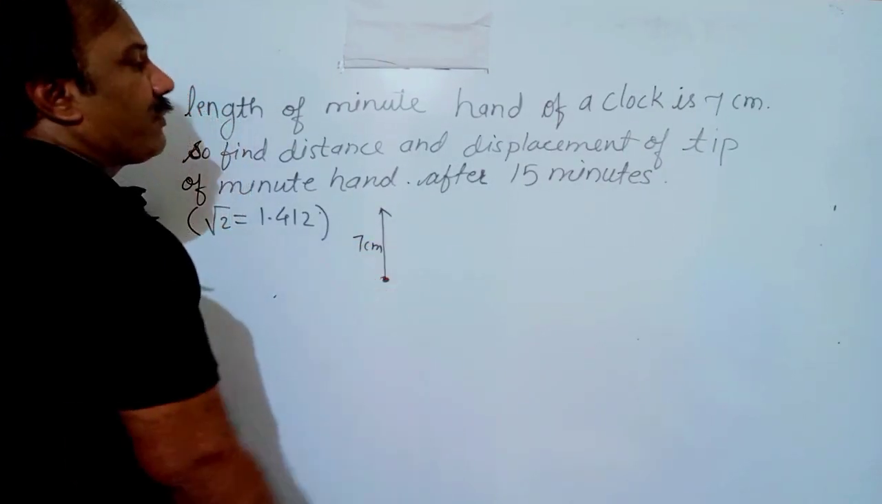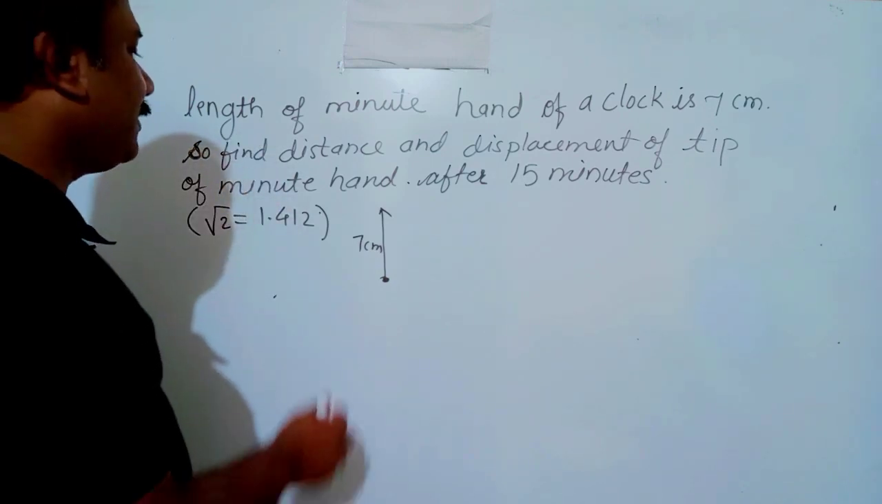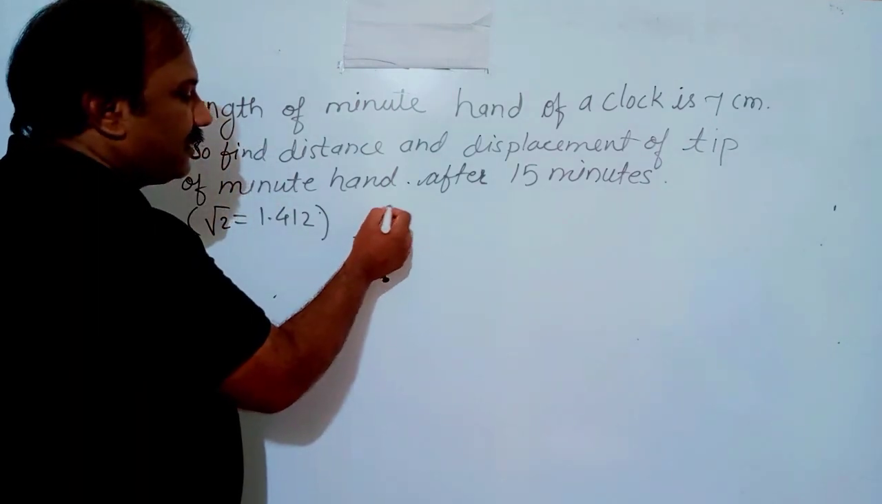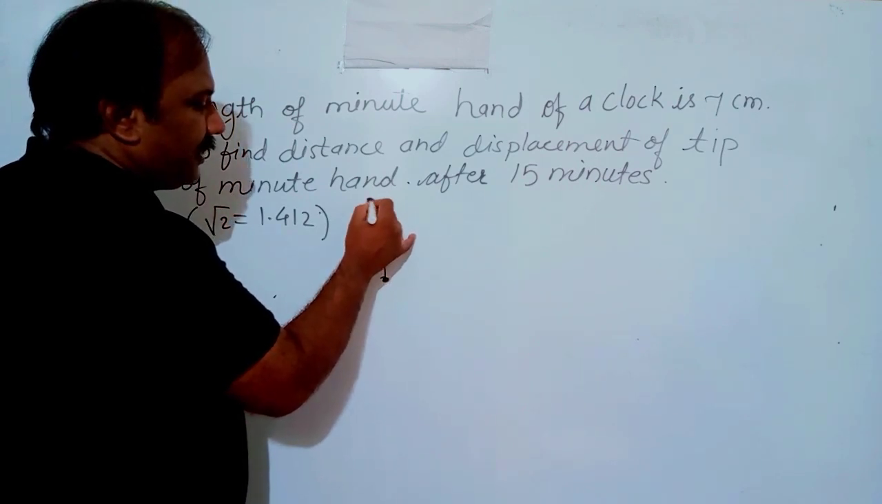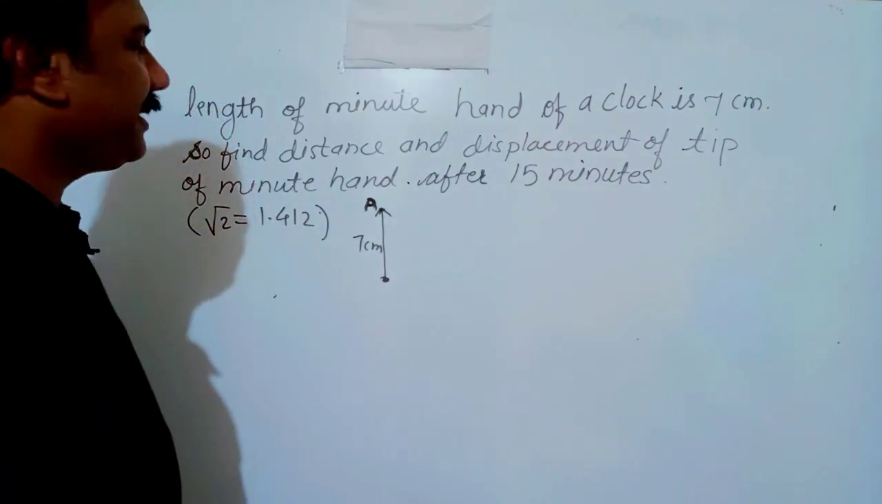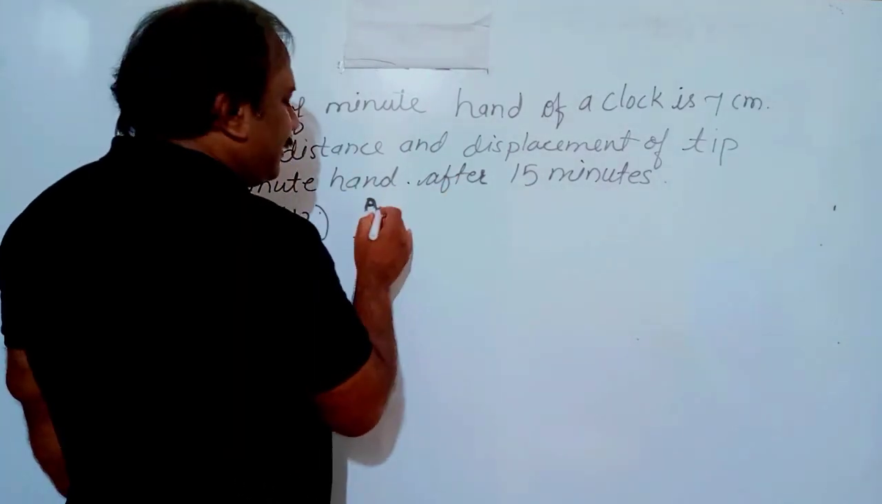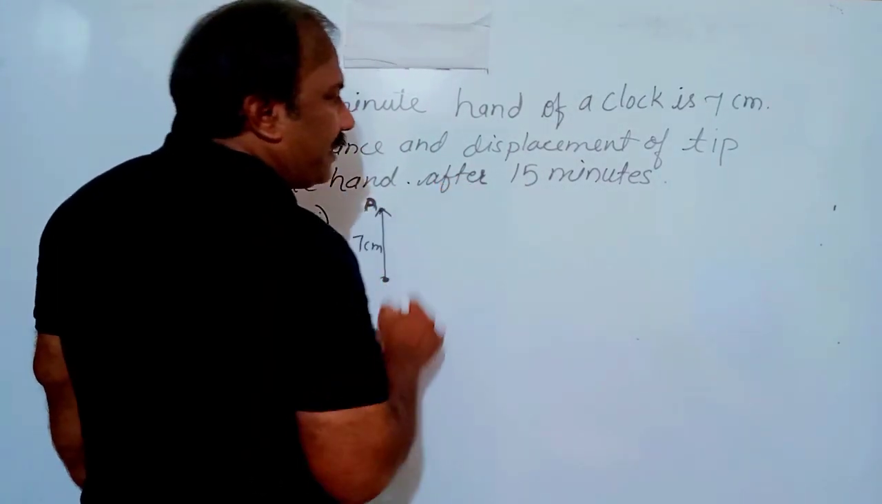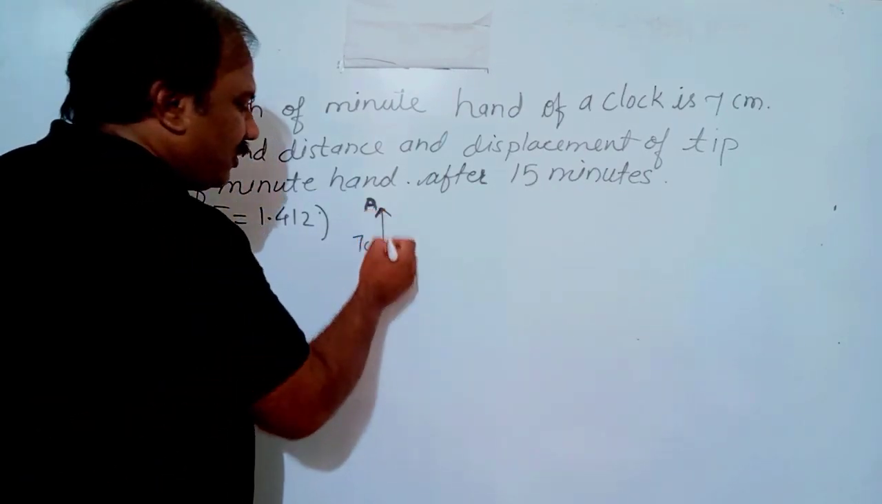So this is the minute hand of a clock and the length is 7 centimeter. Find the distance and displacement of the tip of the minute hand. Let A be the tip of this minute hand. Find the distance and displacement of this tip after 15 minutes. So after 15 minutes, as it is a minute hand, its position will be here.